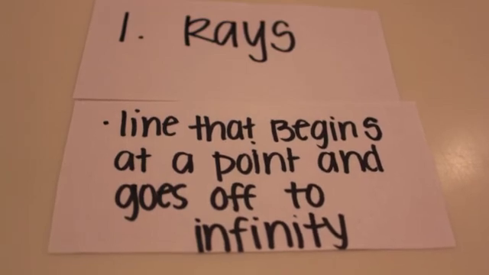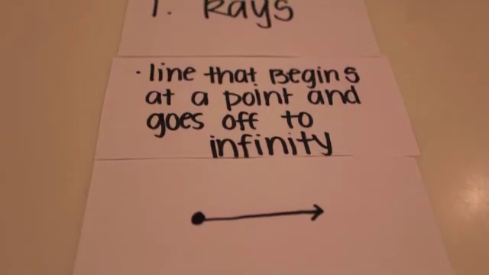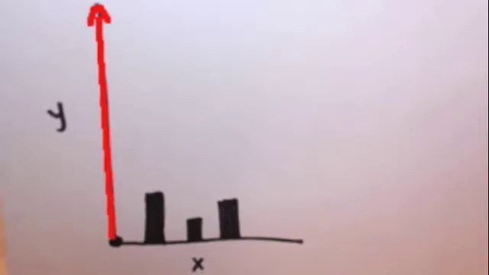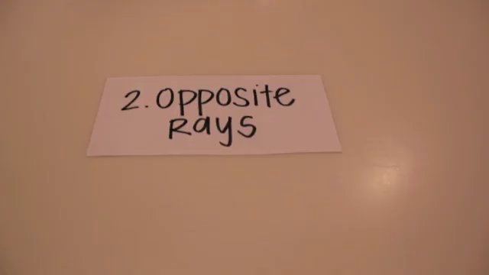Rays are lines that begin at a point and go off to infinity. Looks like this. Some real-life examples would be the y-axis of a graph.